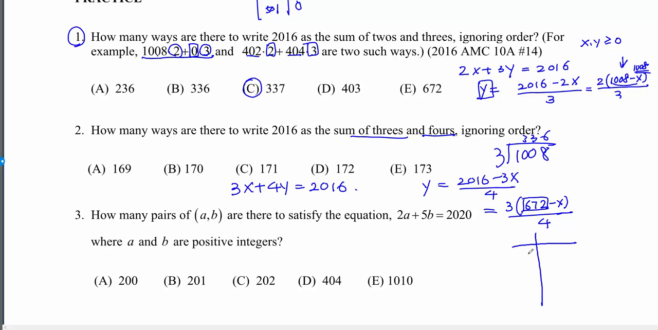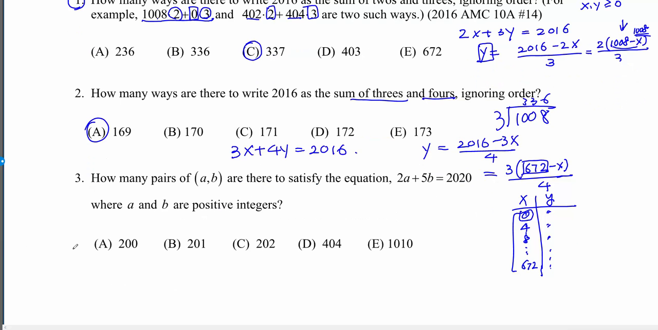So x can be 0, right? Yeah, x can be 0. 0 up to the next one is 4, 8, up to 672, isn't it? Yeah. Y is also the same number. So how many of these numbers? There would be 169. Yep. Okay. 672 divided by 4 is 168. We still have a 0 here, okay? 169 is the answer, okay?